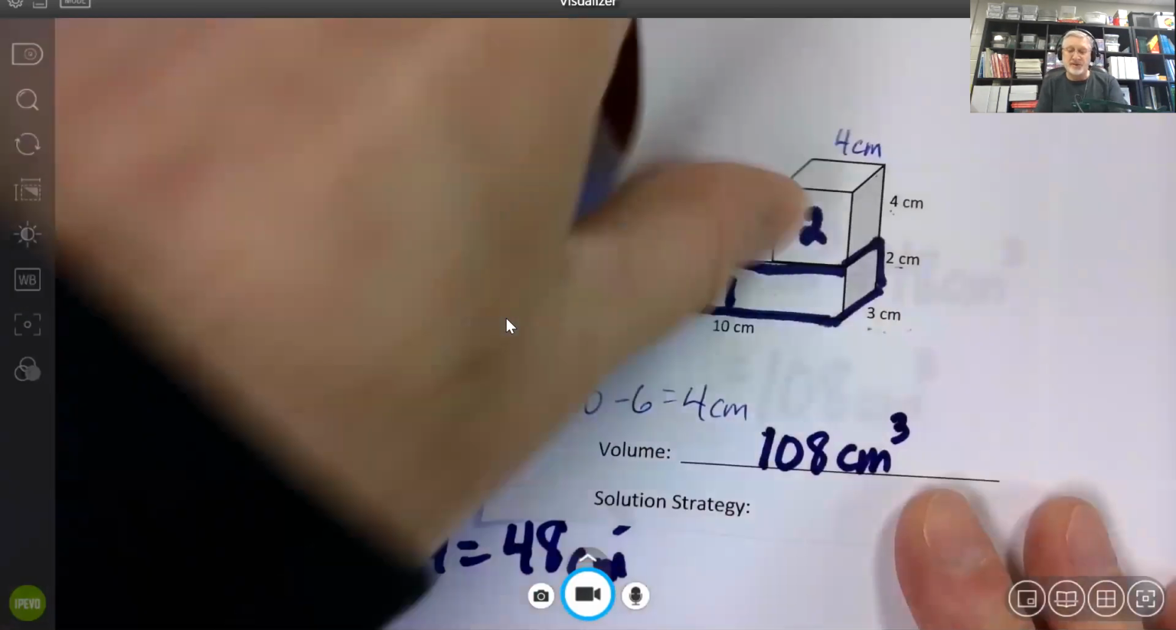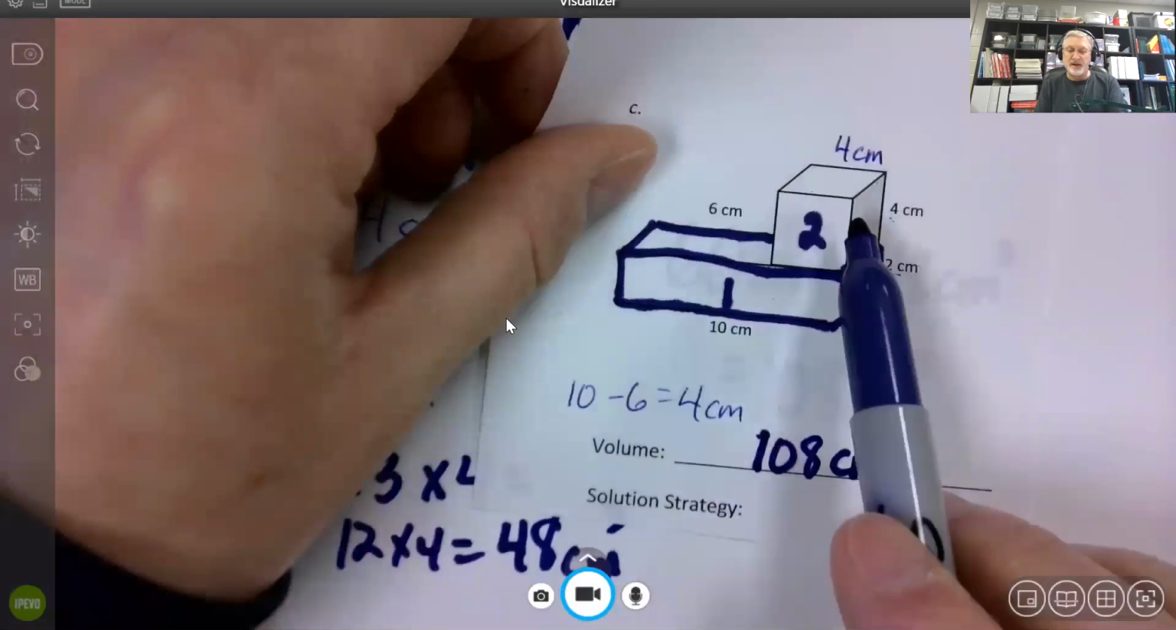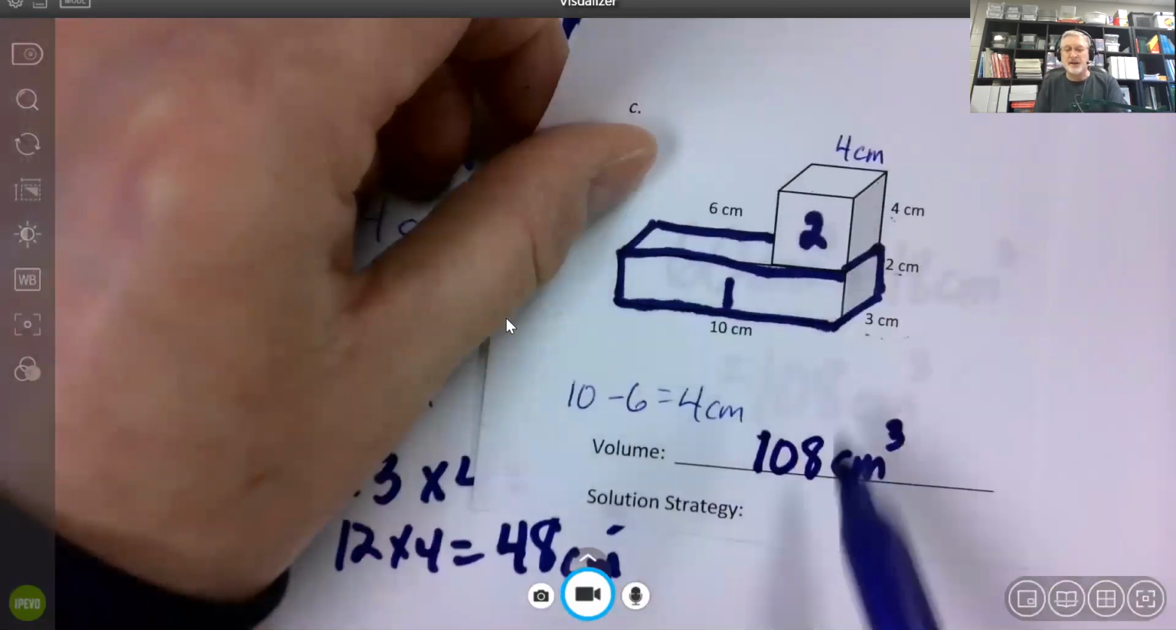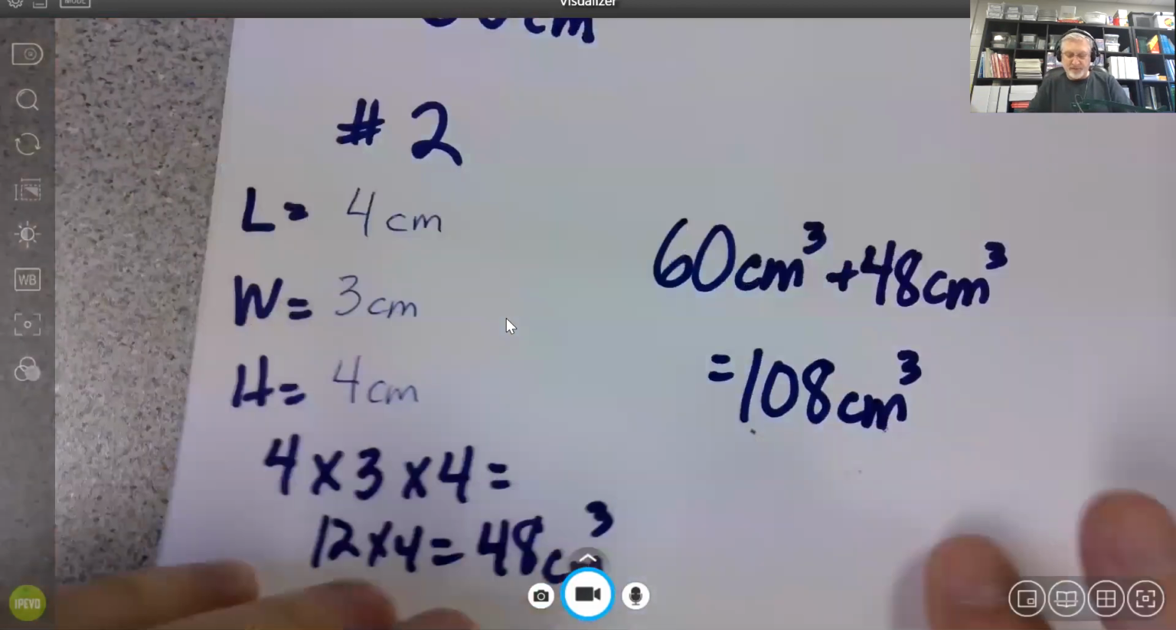Basically, my strategy was to cut these up into shape 1 and shape 2, find the volume of each one, and add them together. All right, so that's our first one.